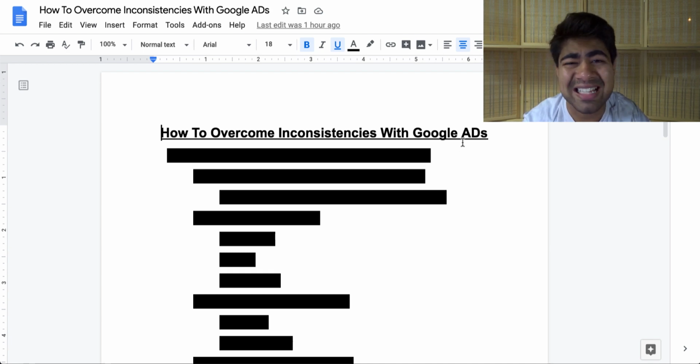With Google Ads, it's not really the same because the platform itself doesn't go through too many changes. The changes that can be made to your specific campaigns are all in your control, and it is fully in your control to lower these inconsistencies. But without wasting any more time, let's find out exactly how to deal with these inconsistencies and how to overcome them.